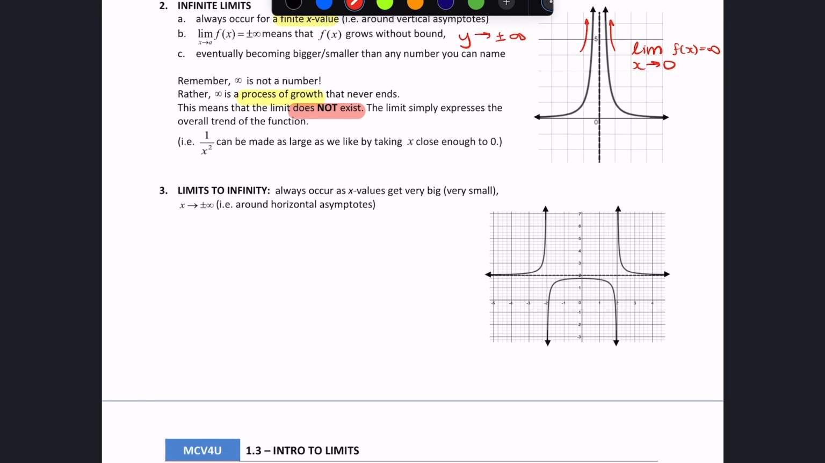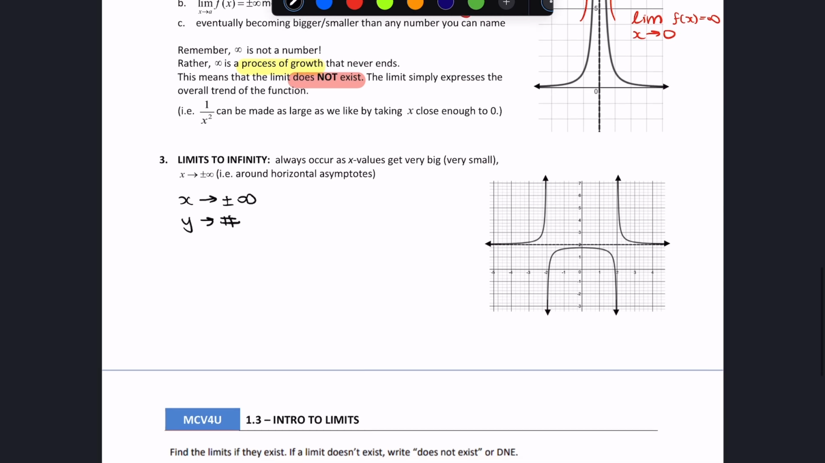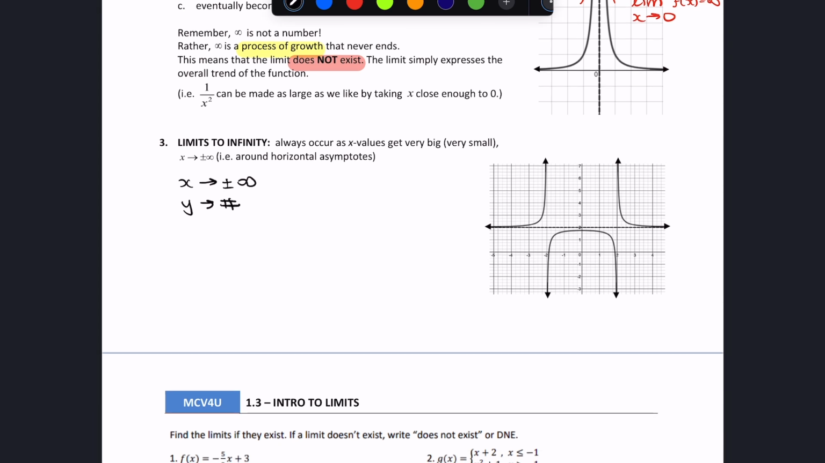And then finally, limits to infinity always occur as x values get very, very big or very, very small. So for example, x goes to plus or minus infinity. And this again here is around the horizontal asymptotes. So infinite limits are the vertical asymptotes, limits to infinity will be the horizontal asymptotes. So here, x again will go to plus or minus infinity, and the y value will go to a number. So here, again, it's through the horizontal asymptotes.